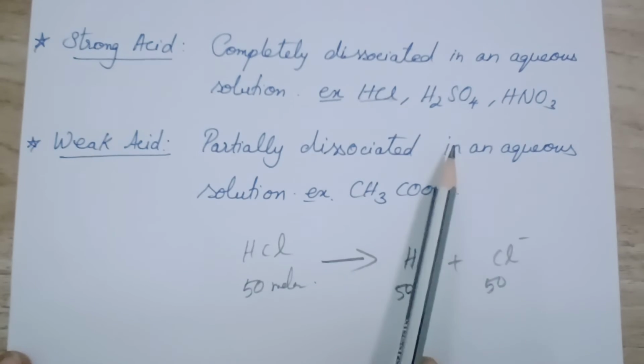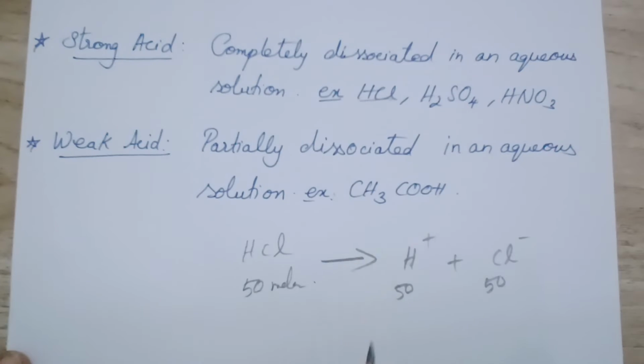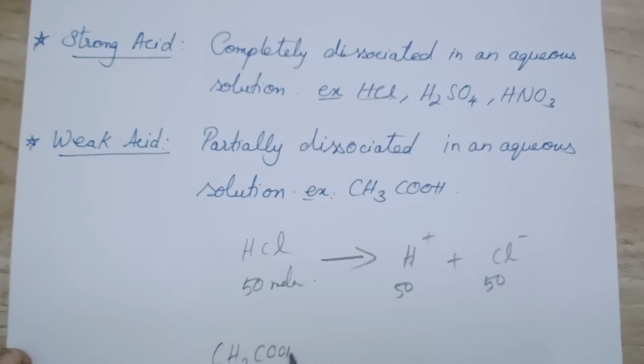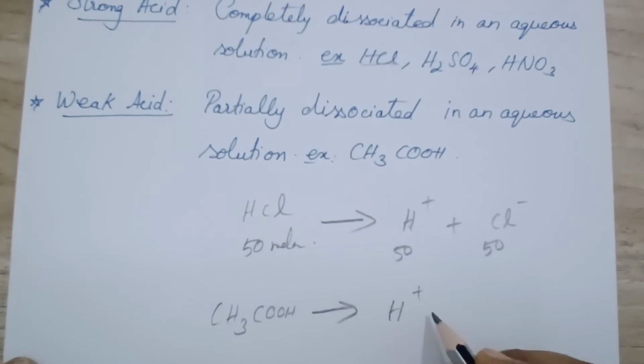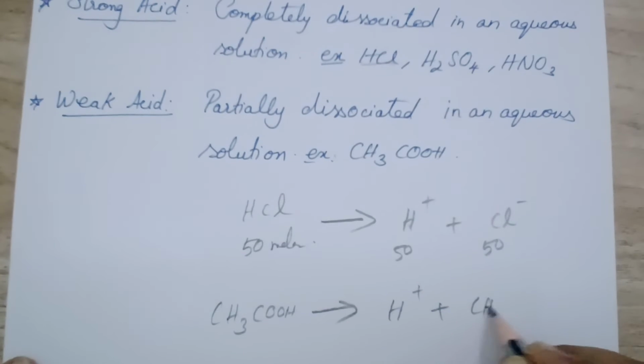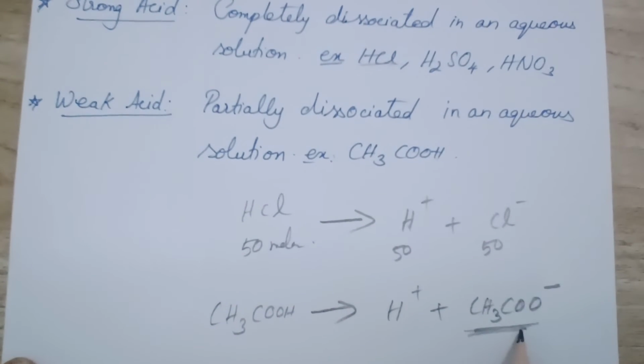Clear? Then a weak acid means partially dissociated in an aqueous solution. This is acetic acid, CH3COOH. It gives H+ ions plus acetate ions, CH3COO-. This is not stable, and it again reacts with H+ ions to form acetic acid. So it is a reversible reaction.